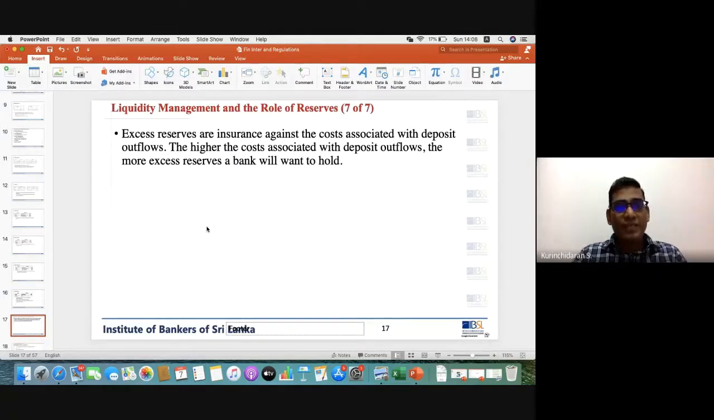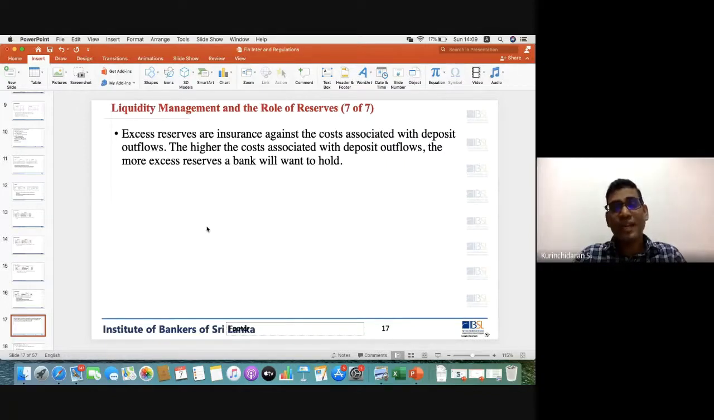So excess reserves are insurance against the cost associated with deposit outflows. The higher the cost associated with deposit outflow, the more excess reserves a bank will want to hold. This is the ultimate trade-off. Now, if you can borrow from the market at a very low rate, then you don't need to worry. You can have minimum reserves, right?